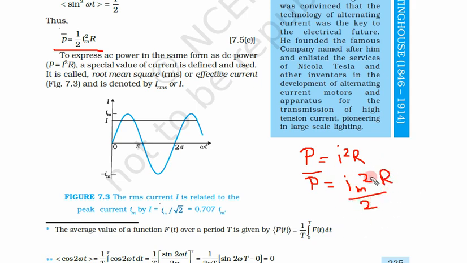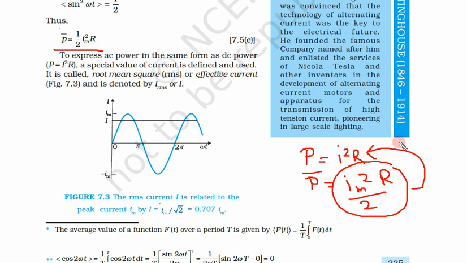Why do we get this 1 by 2? Because current itself is changing with time. That's why we get this 1 by 2. Now what we want is to convert this complex formula into a simple formula like the DC power consumed. So what do we do? Let us do the comparison.